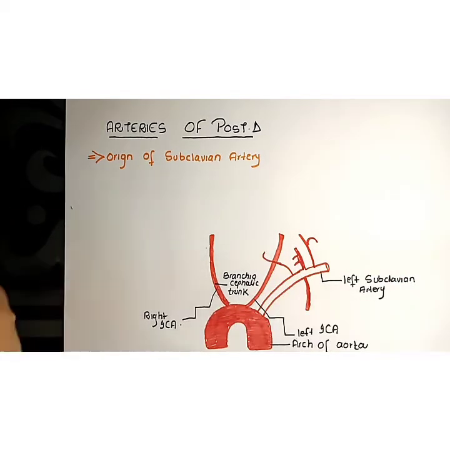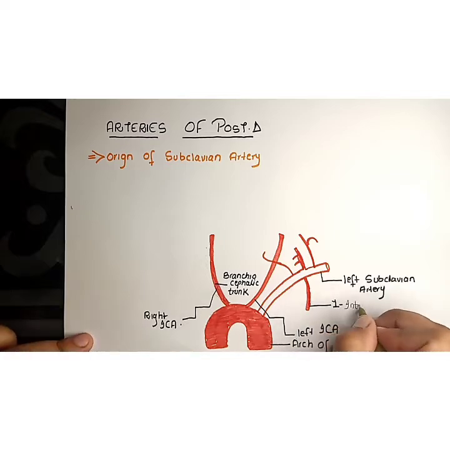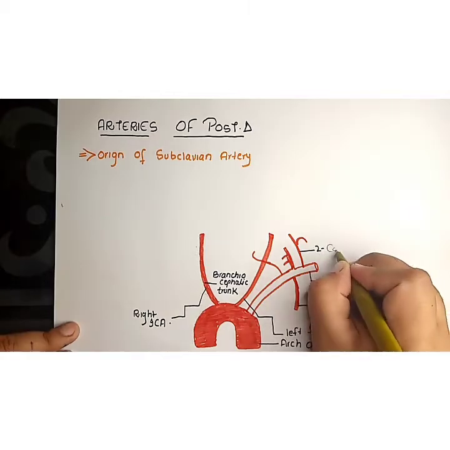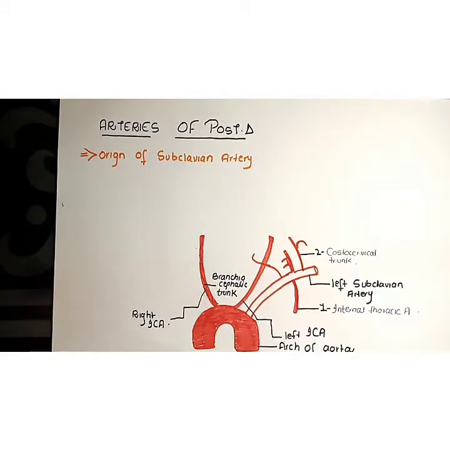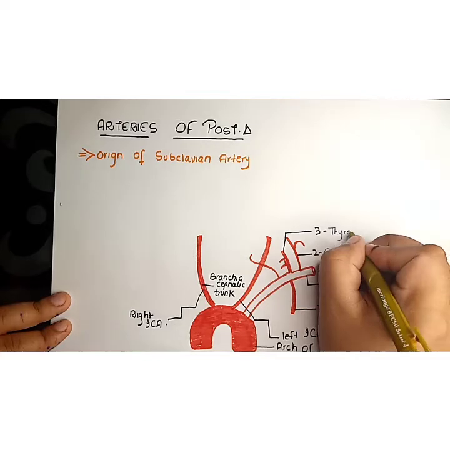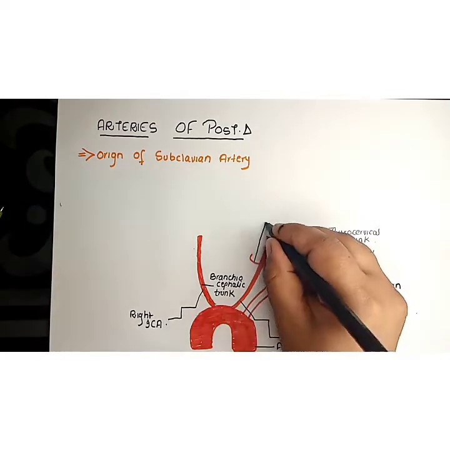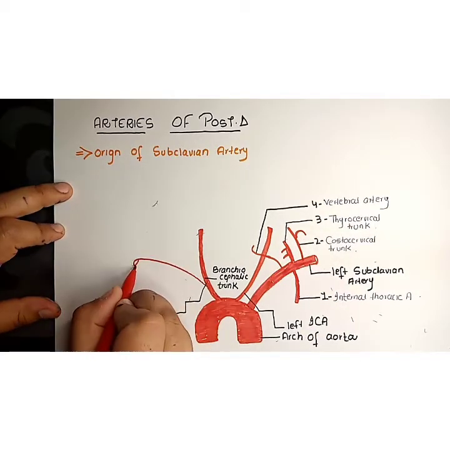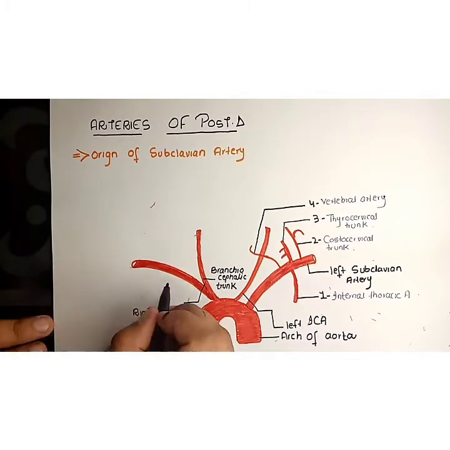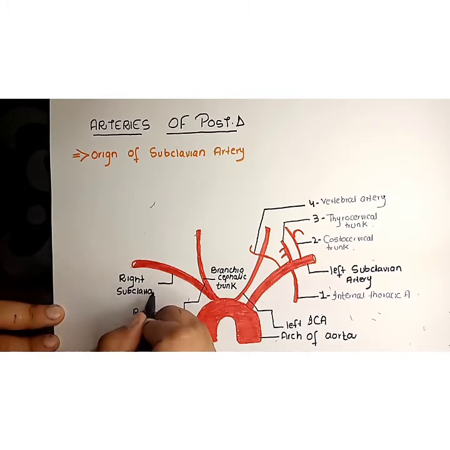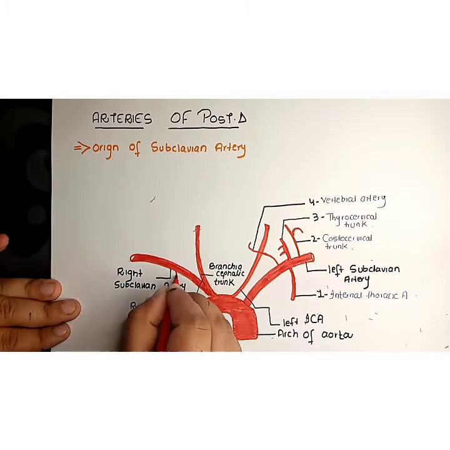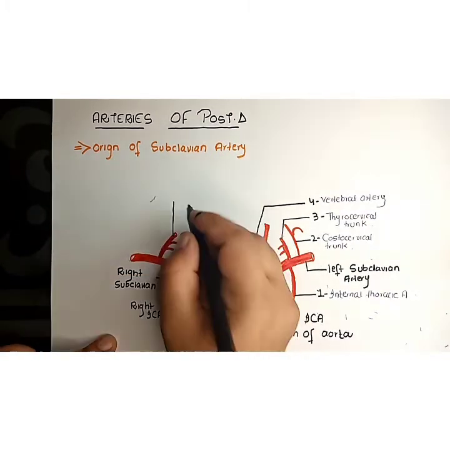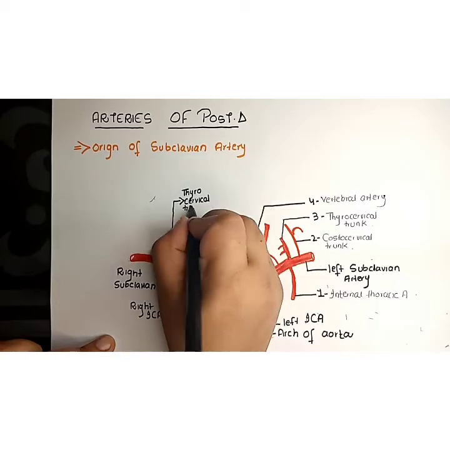and there are four branches of the left subclavian artery. The first branch is the internal thoracic artery. The second one is the costocervical trunk, and the third branch of the subclavian is the thyrocervical trunk, and it is present in the posterior triangle. And the fourth one is the vertebral artery. And the right subclavian artery arises from the brachiocephalic trunk, and there are also four branches of the right subclavian artery as well.